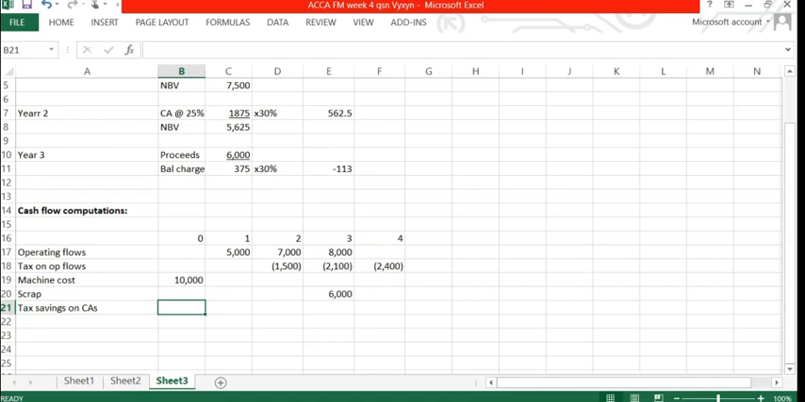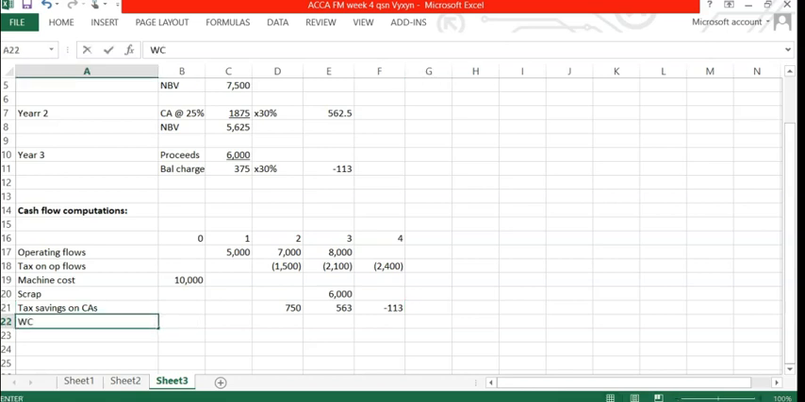So the 750 is going to start to be enjoyed. It's a positive figure. Remember, a saving is a positive figure, so 750 in year 2. Then 562, you can just call it 563, and then in year 4 you're going to have negative 113. This is why I said this was not a tax benefit but a tax loss. Then we move on to the working capital section.